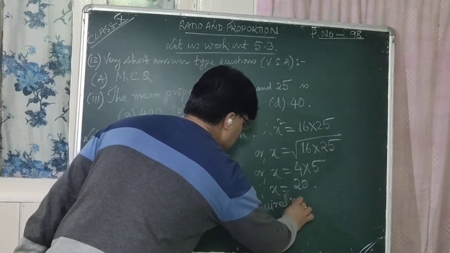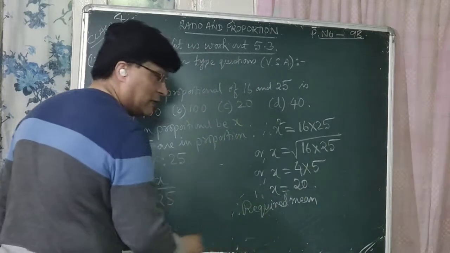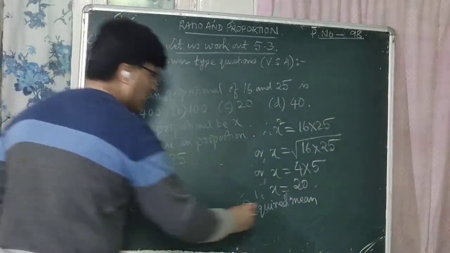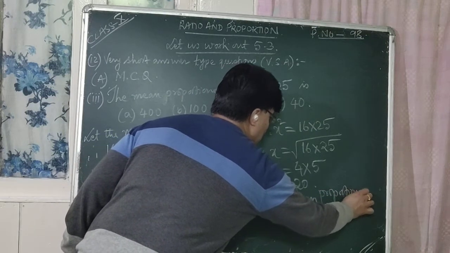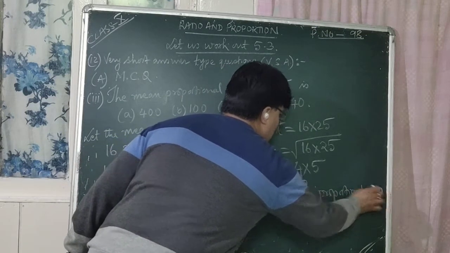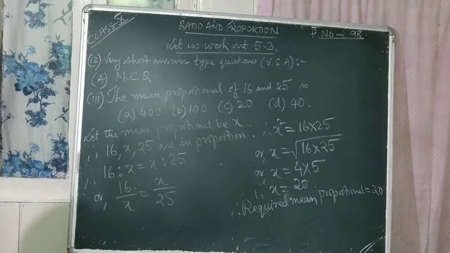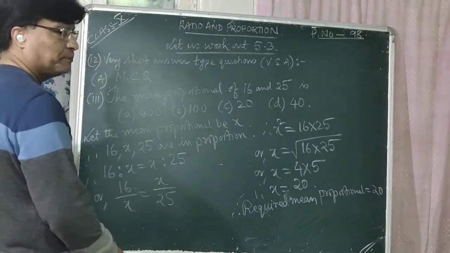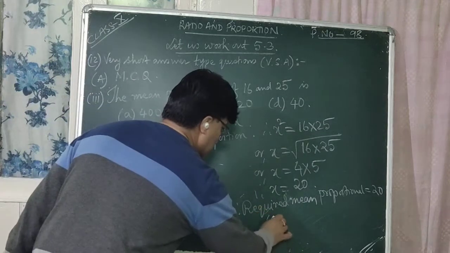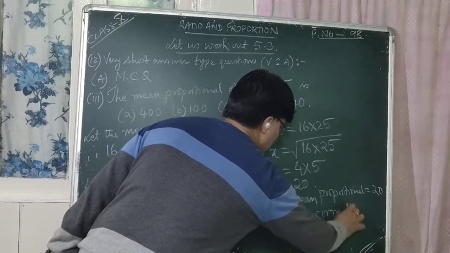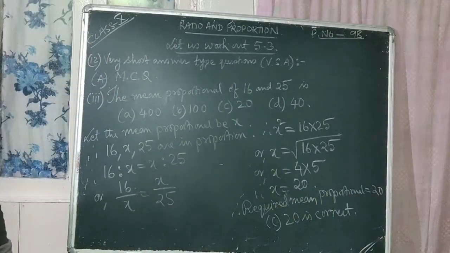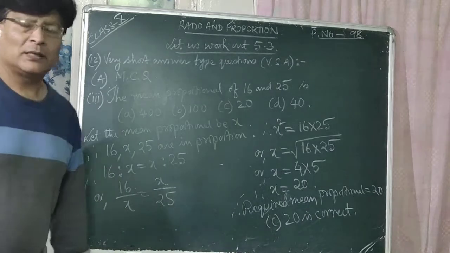Therefore required mean proportional is equal to 20. So here, which is the correct option? C. So C, 20 is correct. Okay. So you can copy it.